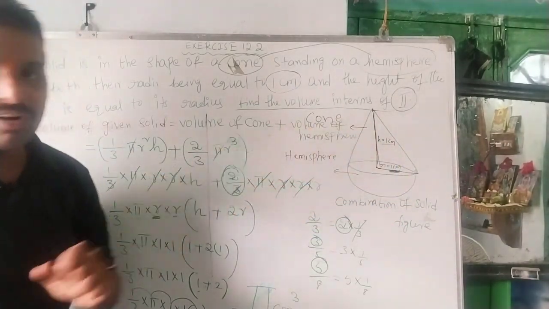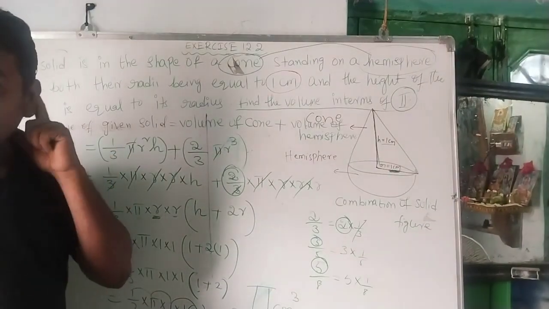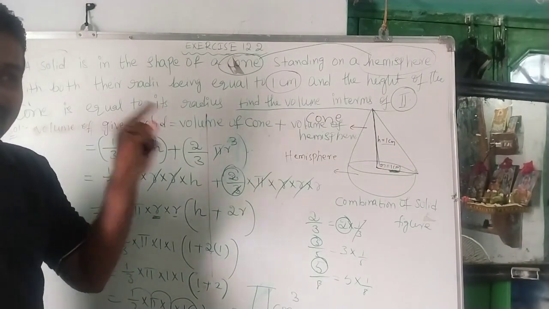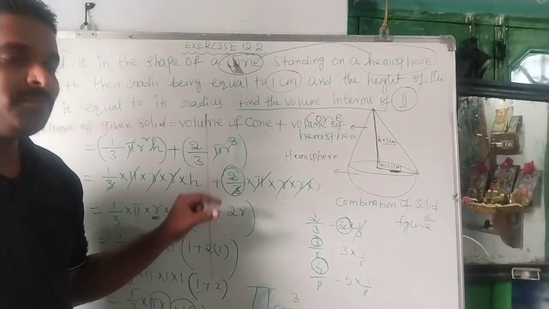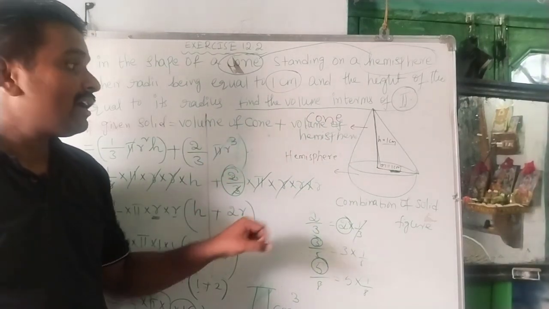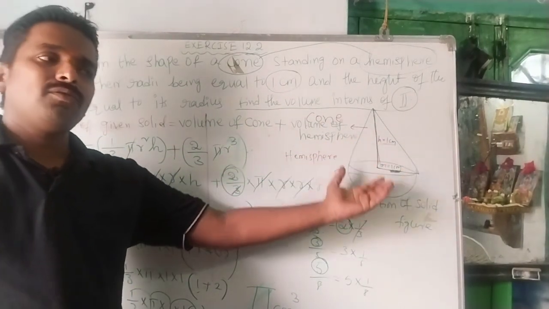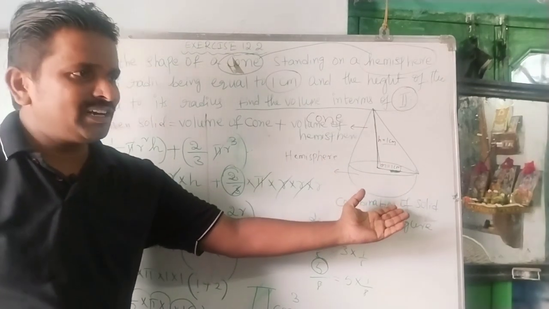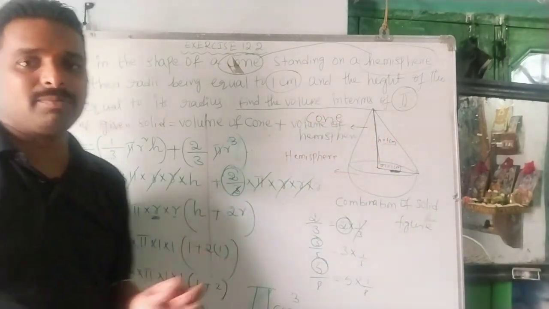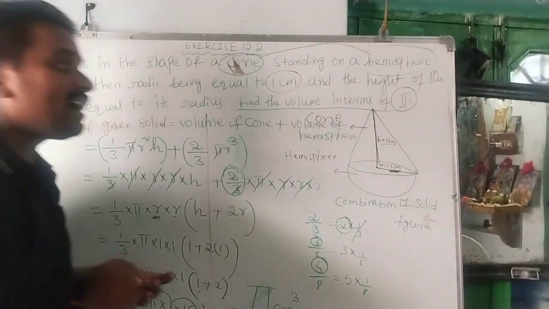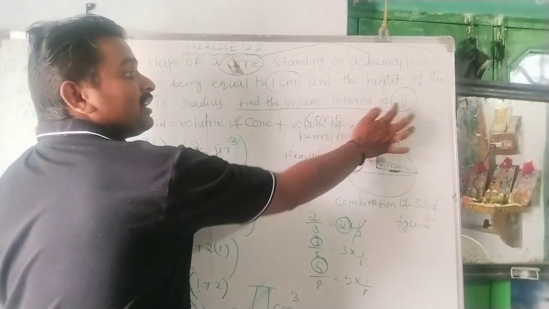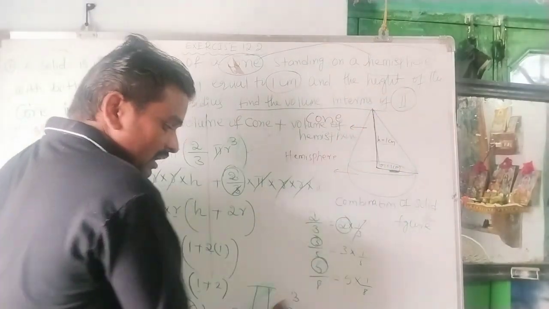And the height of the cone is also given. What about the height of the cone? What did he say in the problem? In the problem, he said that the height of the cone is equal to the radius. So, if the radius is 1 centimeter, then the height is also 1 centimeter. The question is, find the volume of the solid in terms of pi. So we have to show the answer in terms of pi.